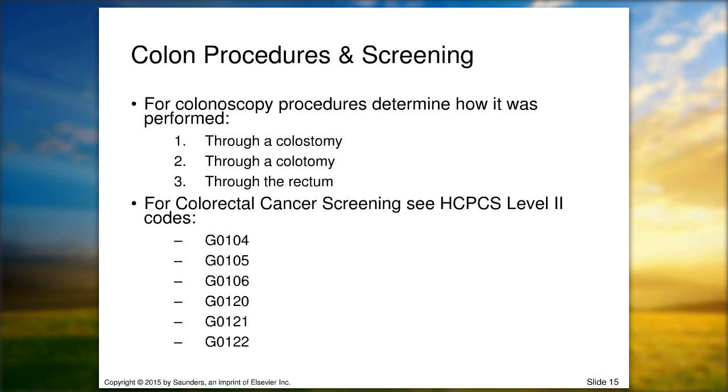Colon procedures and screening. For colonoscopy procedures, to determine how it was performed, you need to know, is it through a colostomy, through a colotomy, or through the rectum? And for a colorectal cancer screening, you want to use your HCPCS books, and you'll find these codes. Take a look at them, and make a note in your CPT book for colorectal cancer screening codes: see HCPCS books.